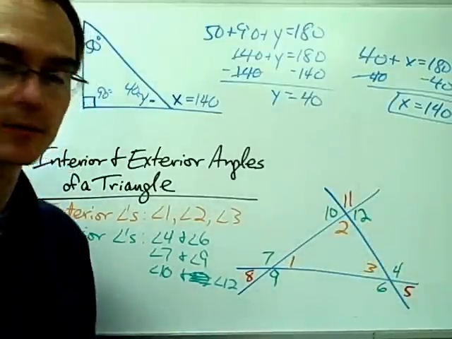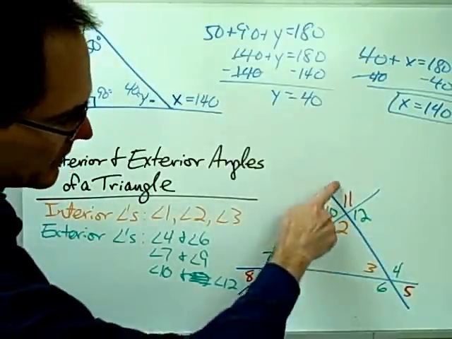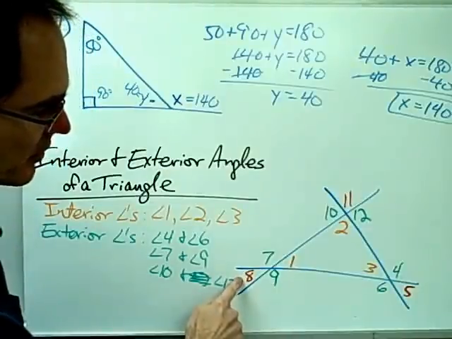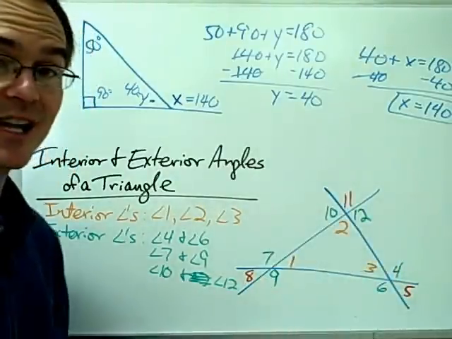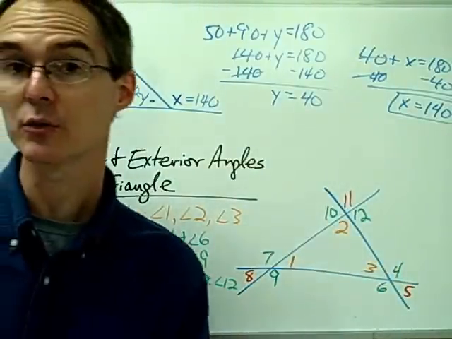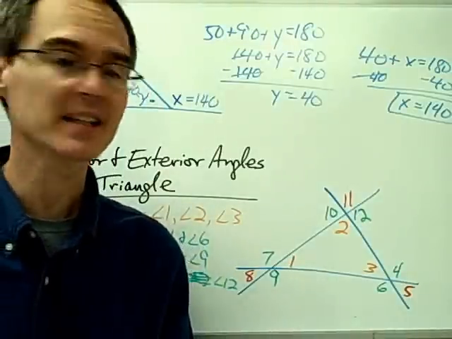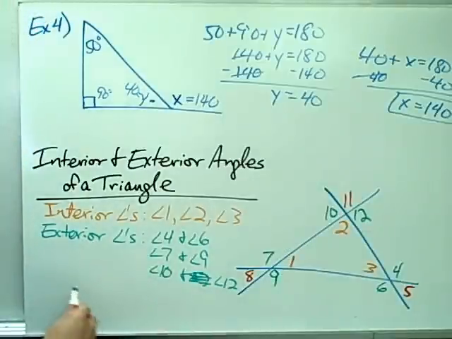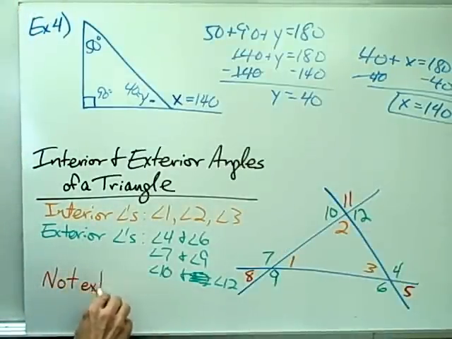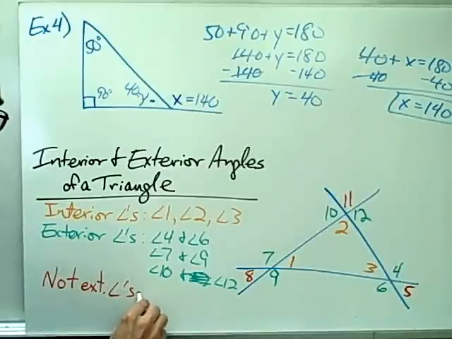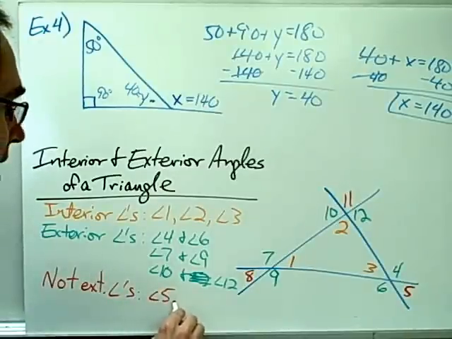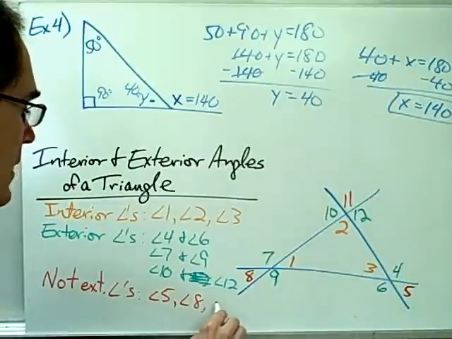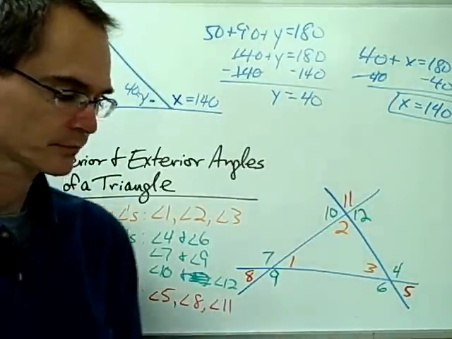Now, notice I've got these other three angles here. These also lie outside the triangle, so you might think that those three angles would also be called exterior angles, but in fact, they're not. Angles 5, 8, and 11, these are not exterior angles.